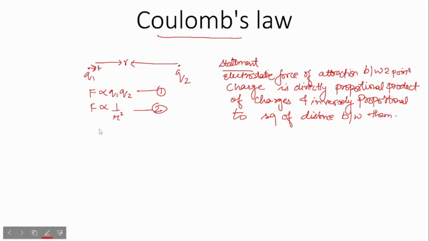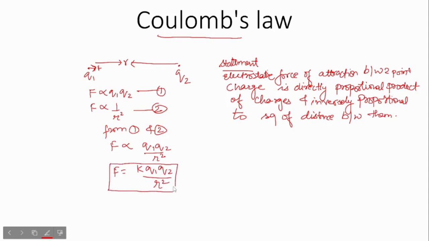Now combining these two equations, from 1 and 2, we get that force is directly proportional to q1 q2 upon r square. Removing this proportionality constant, we get F is equal to k q1 q2 upon r square, right? This is Coulomb's law.